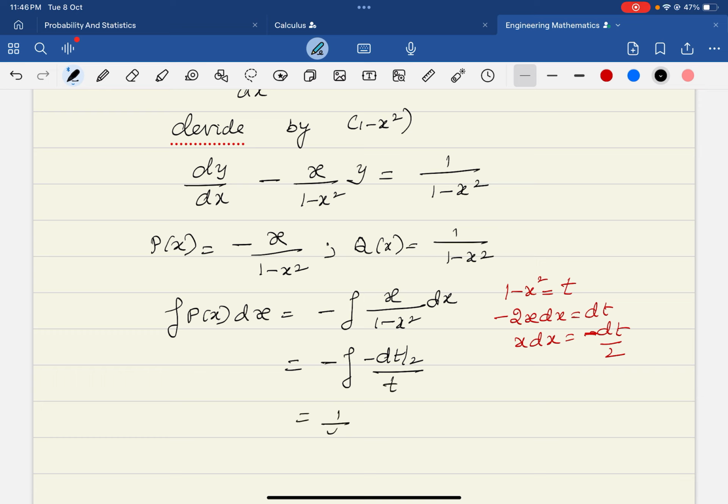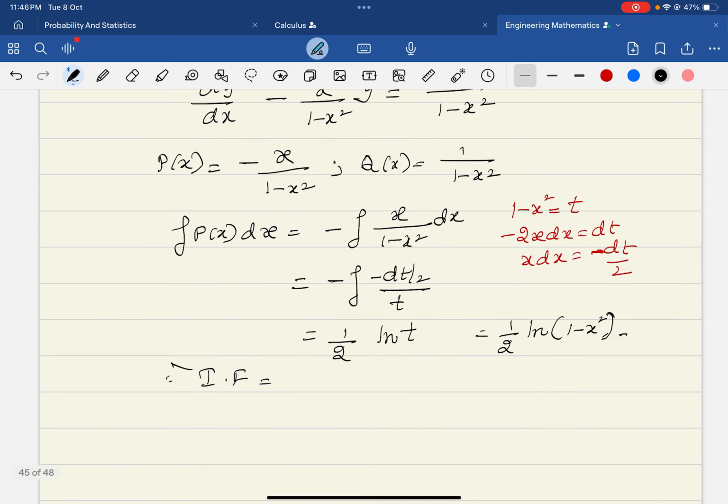So this is nothing but, taking half outside, the integral of 1 by t dt, which is ln t plus the constant. So it is half of ln of t, which is 1 minus x square, plus the constant. You need not write the constant because it is in p of x; later we can write down the constant. So half ln of t, that is half ln of (1 minus x square). Now therefore what is the integrating factor?